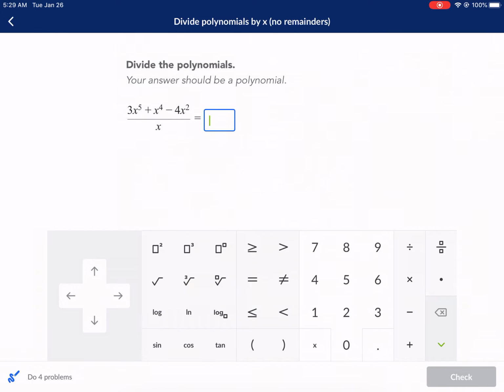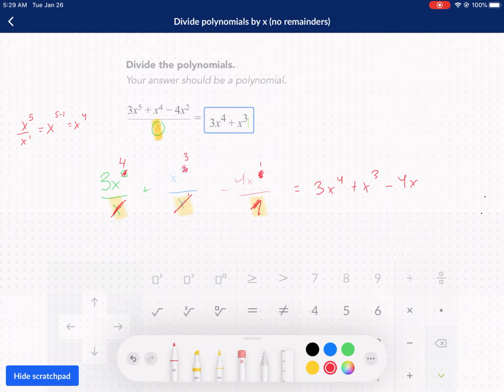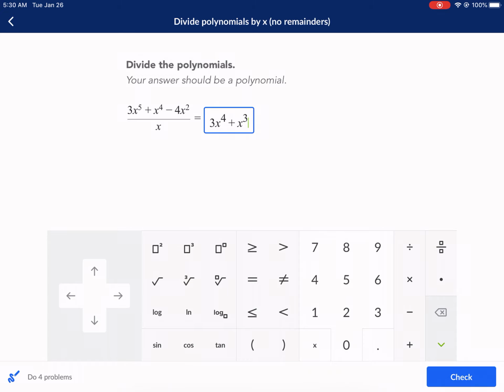3x to the 4th, plus x to the 3rd, and then minus 4x. And we're going to check it.